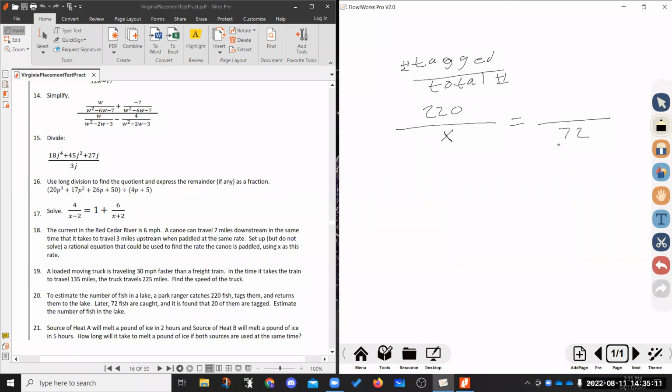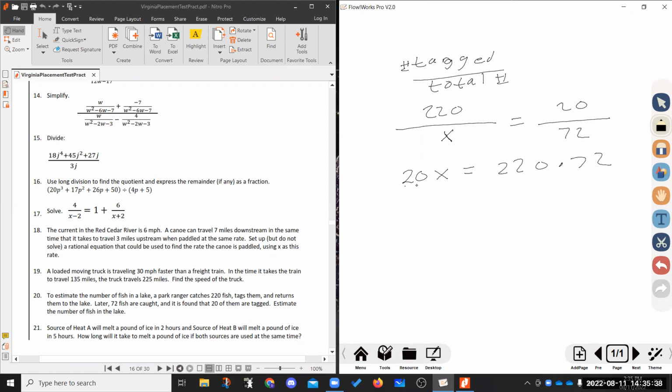72 total, and 20 of them were tagged. And we're going to assume that that proportion is equivalent, that they spread out over the lake once we tag them, and that it's representative of the distribution of the entire population. So when we do that, we have 20 times x is equal to 220 times 72.